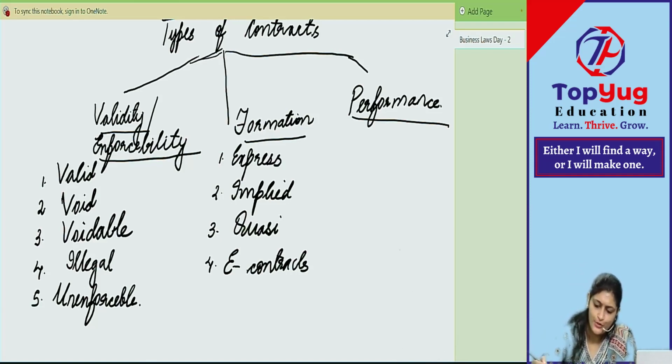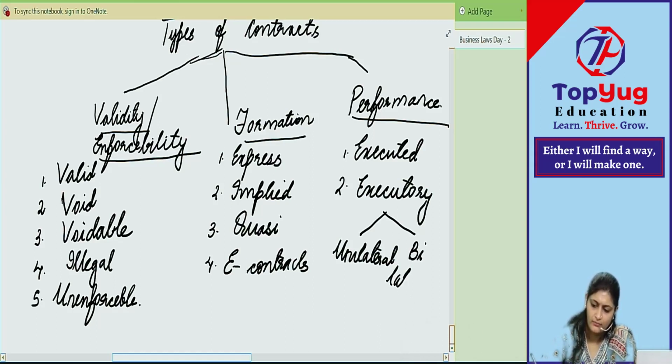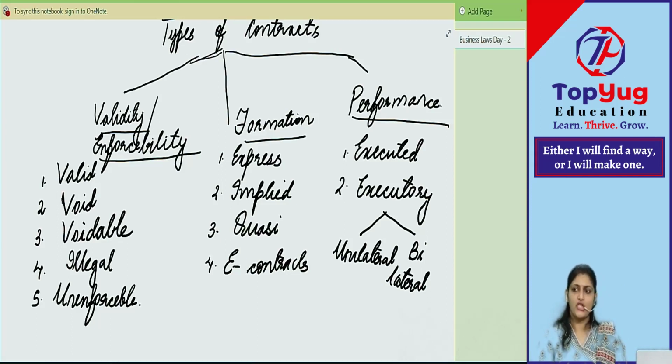Based on performance, you have executed contracts and executory contracts. Again, under executory, you have unilateral and bilateral contracts. So these are the various bases on which contracts are divided: based on validity, based on formation, and based on performance.